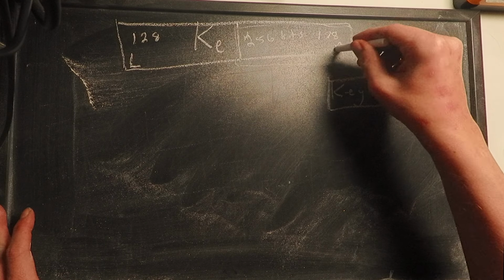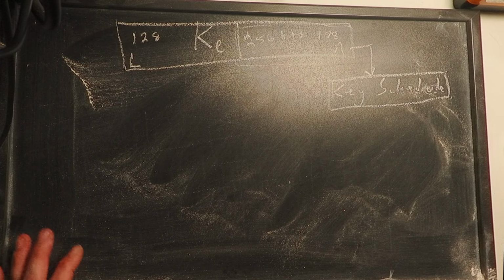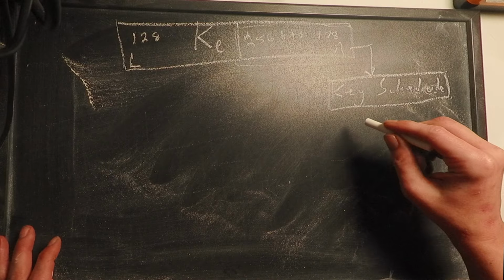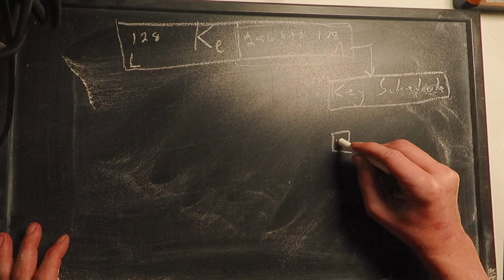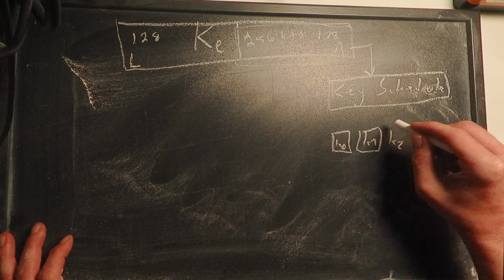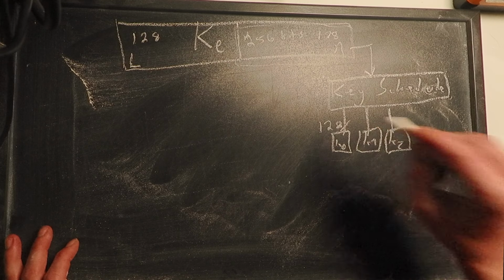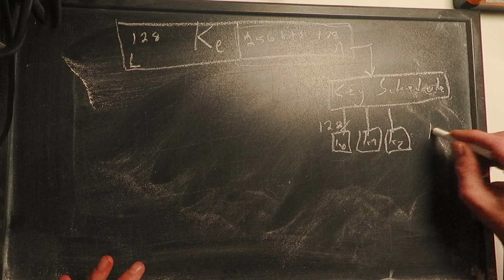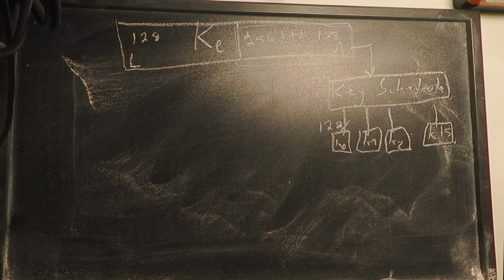Anyhow, the right part of the encryption key is being sent to the key scheduler. And what comes out is 16 different keys. So we have K0, K1, K2, and so on and so forth. And each of these are 128 bits, all the way to K15. And that's the only thing that the right part of the encryption key is being used for.